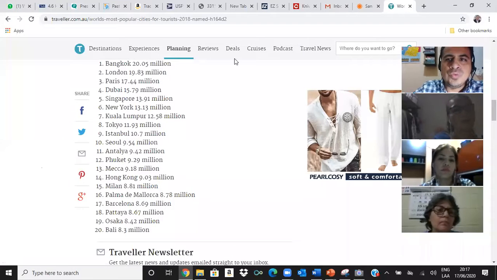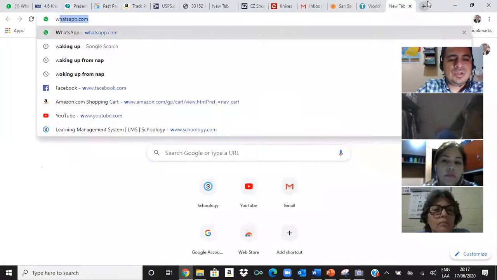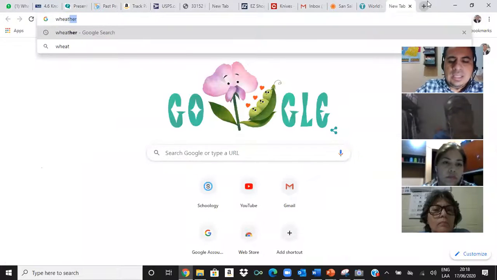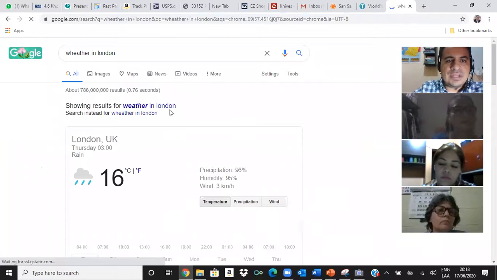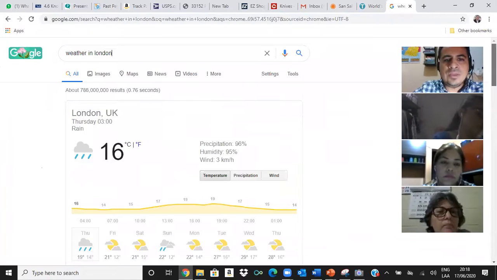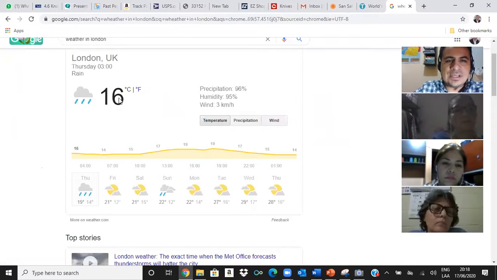You go to Google, and you put weather in London. Okay? For example, we go to Google, we put weather in London. It's going to give me information, right? What is the weather in London? And I can look at here, it's raining. 16 degrees Celsius is poco frío, right? It's a little cold, chilly, okay?